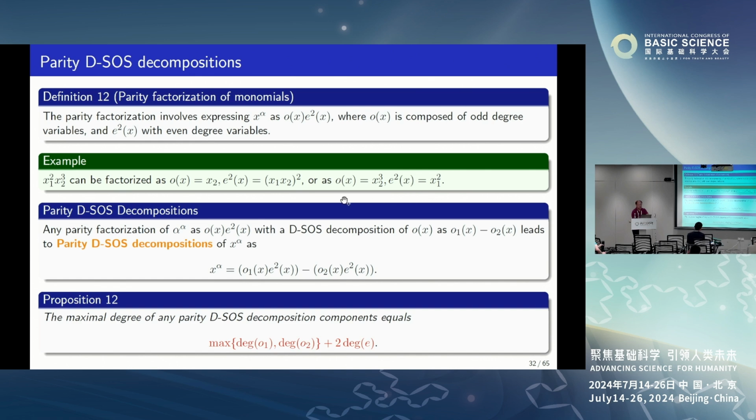In this way, if we can find a difference of sums of squares for O, multiplied by another square, then it's a decomposition, right? It's a very trivial case, but very easy to implement. In this way, you can show that the degree is the maximum of the degrees of parts O1 and O2 plus twice the degree of E. So if you want to get a minimal degree, you should find a good decomposition into O and E squared such that this sum is minimized.